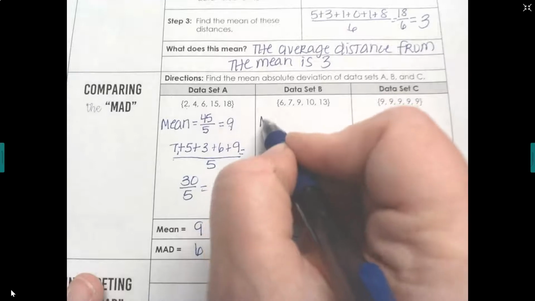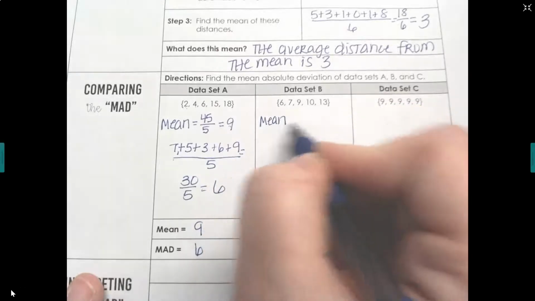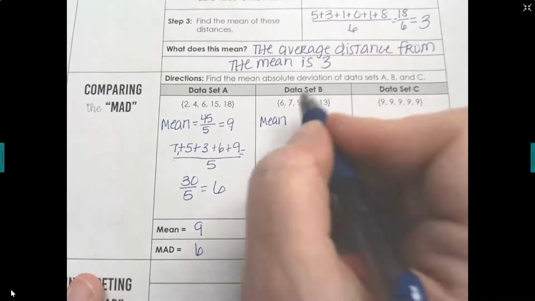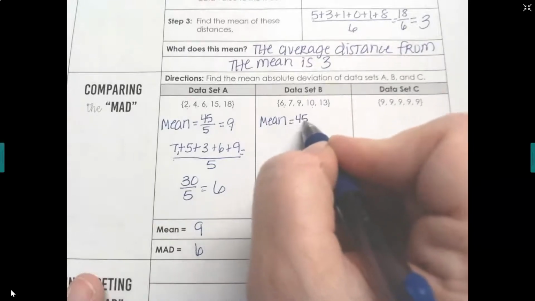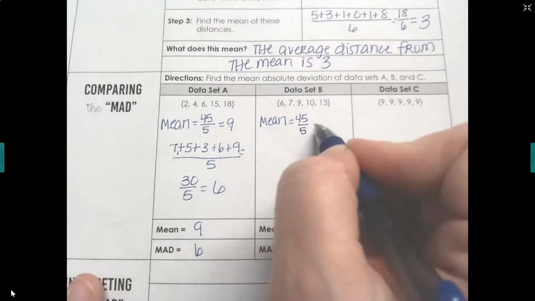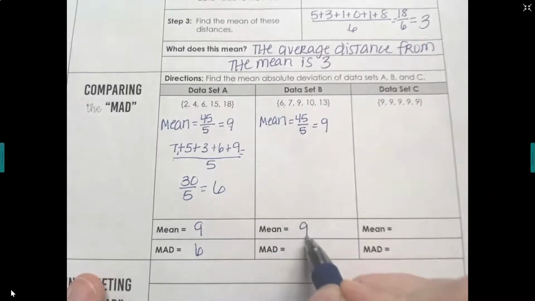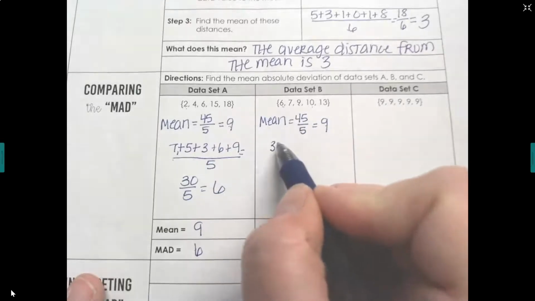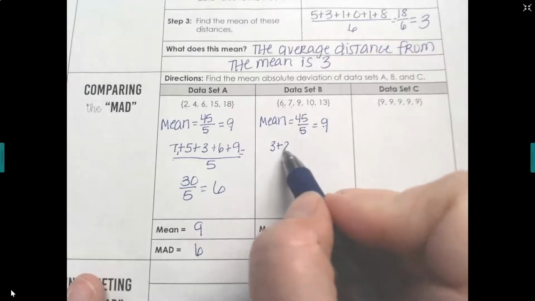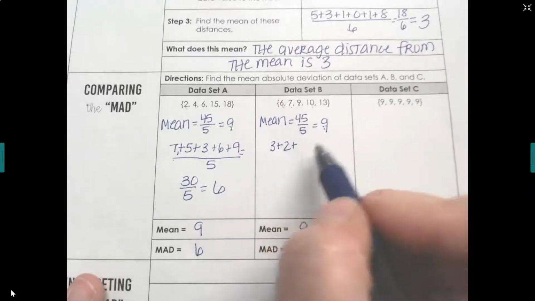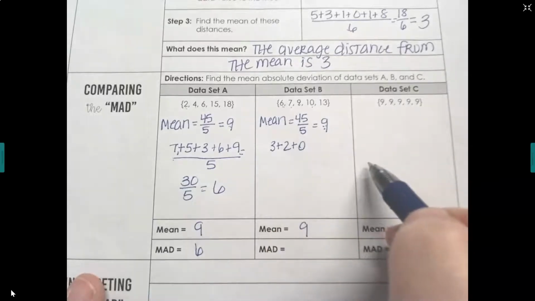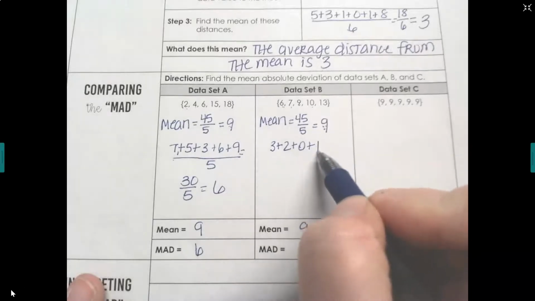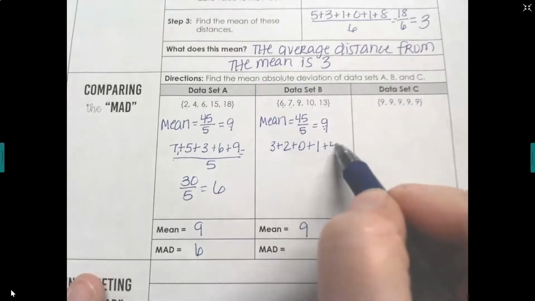We're going to find the mean first. So 6 plus 7 plus 9 plus 10 plus 13 is 45. And there are 5 numbers. I also got 9 for a mean there. So now let's compare them. 9 is 3 away from 6. 9 is 2 away from 7. 9 is not any distance from itself, but we don't want to ignore that. We want to put that there's a 0 distance. 9 is 1 away from 10, and 9 is 4 away from 13.